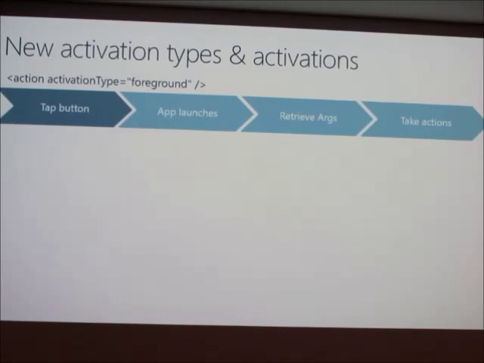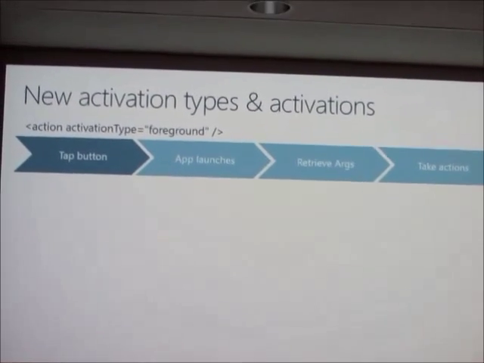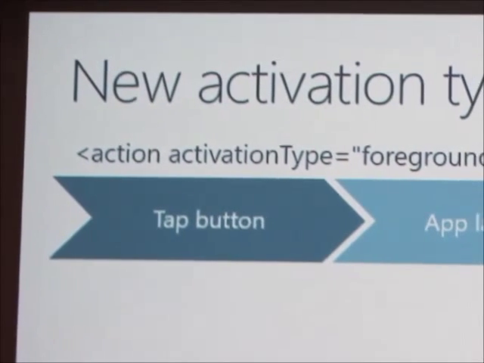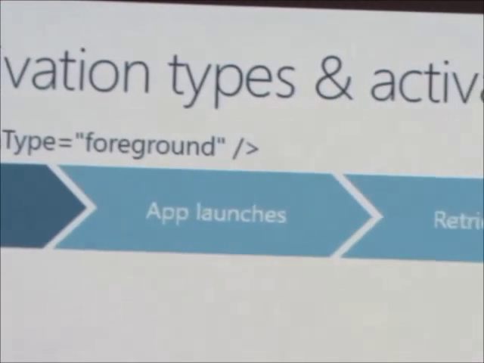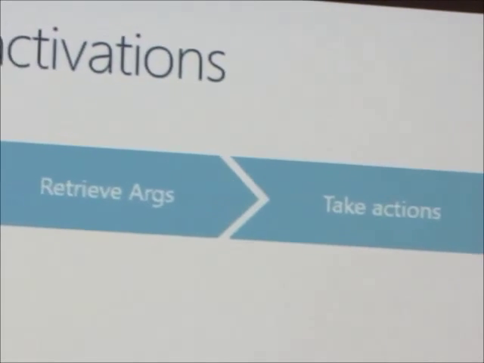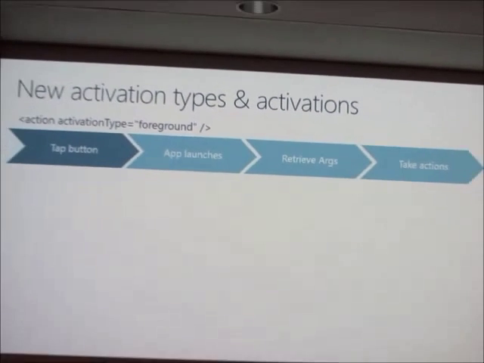So we have several different types of activations that are new. Okay, so we have an activation type which is foreground. You tap the button, the application launches, it retrieves arguments from the toast notification, and then it can take actions. So in your OnLaunch event in your application, you will have a set of arguments that's passed in. Your arguments can be sent in from several different locations, deep links, different things. Toasts are one of them.